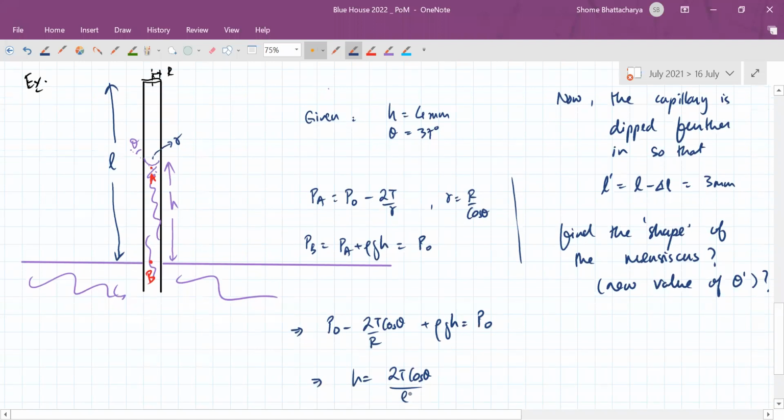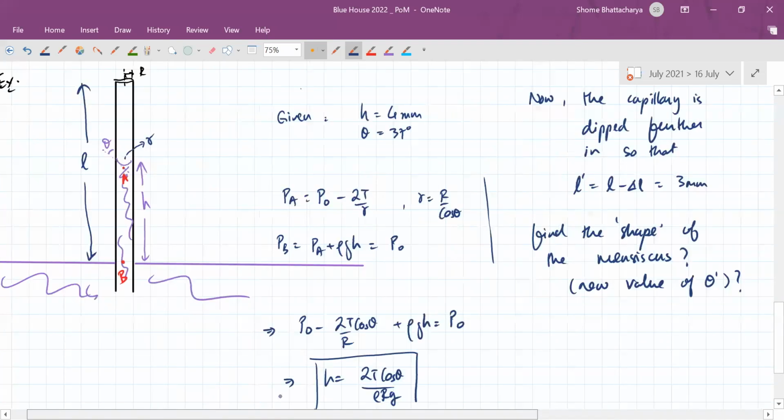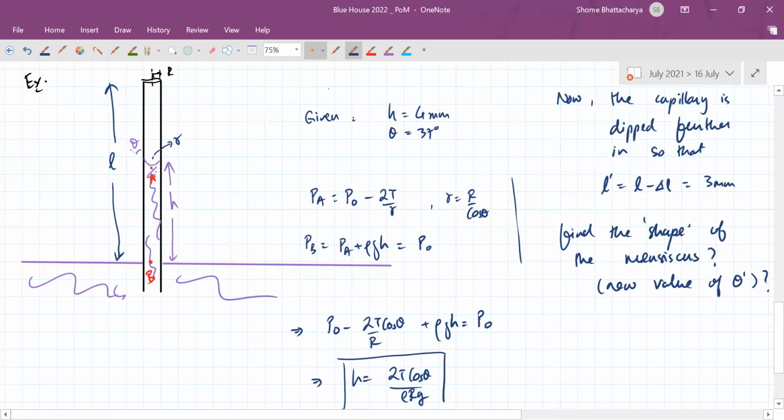So basically what is causing the liquid to rise in the capillary is the pressure difference across a concave surface, and that concave surface is created because of the contact angle phenomenon, which happens because of the relationship between adhesive and cohesive forces, right? This is clear? Okay.